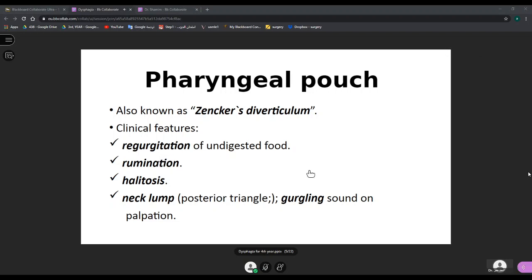Yes, this is just a fact that it can happen, by the way, on both sides, right and left, but it tends to happen on the left side more than the right side. The most important features are regurgitation, rumination, halitosis, and then the appearance of a lump in the posterior triangle.